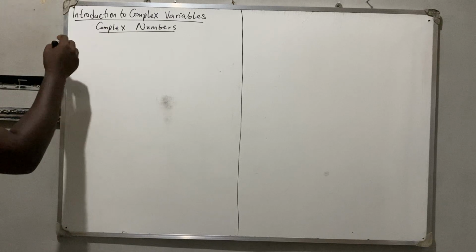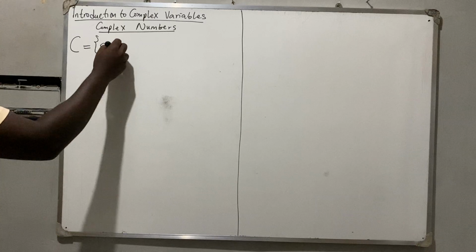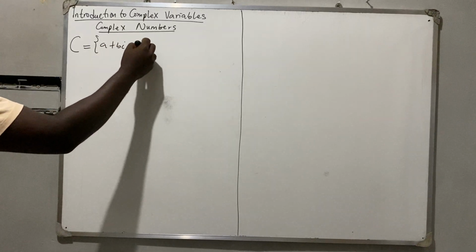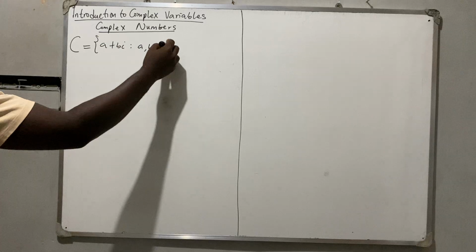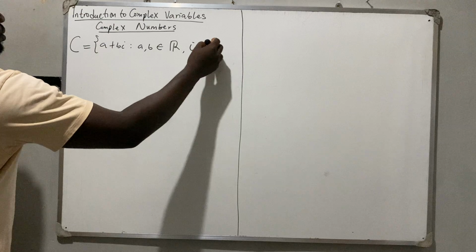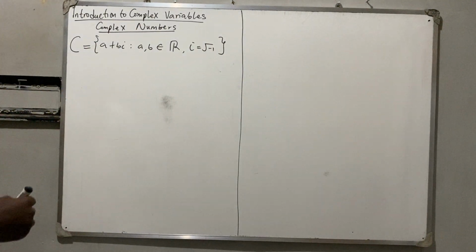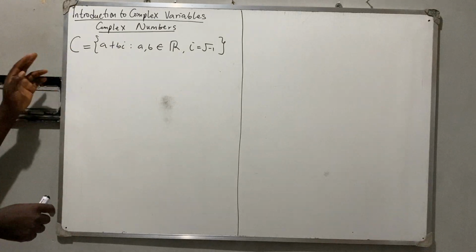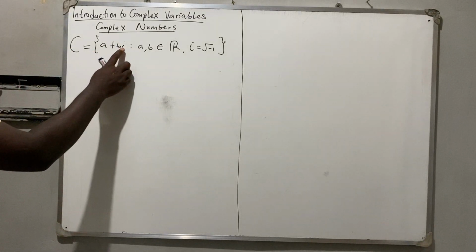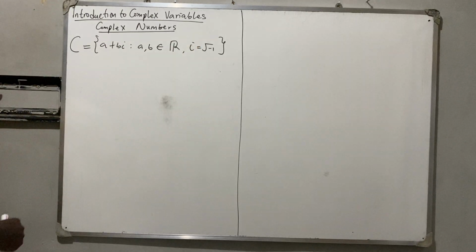Okay, so we represent a complex number as, let's say, C is equal to a set of a plus bi, such that a and b are elements of the real number. Okay, and then i is equal to the square root of -1. So this is how we define complex number in set builder form. Okay, I hope you know that this is a set builder form representation of a set. So a complex number is any number that has a plus bi, such that a and b are elements of the real number, and then i is equal to the square root of -1.